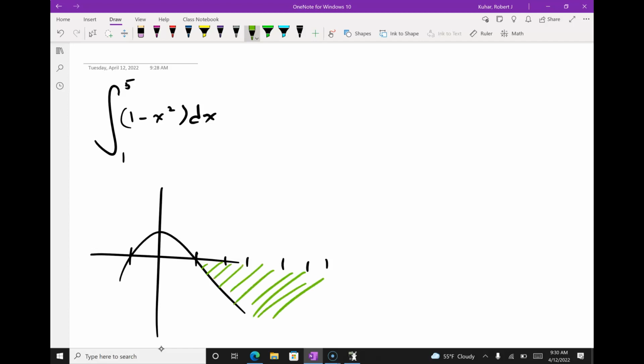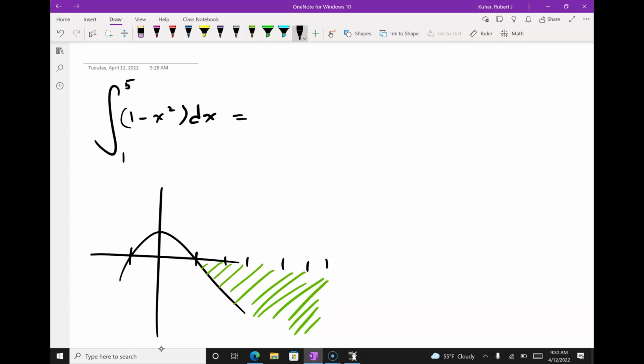And whenever I'm calculating the area, I'm calculating the area between the curve and the x-axis. So I went from 1 to 5. What are you noticing about this area? It's underground. So what's the sign going to be? Negative.